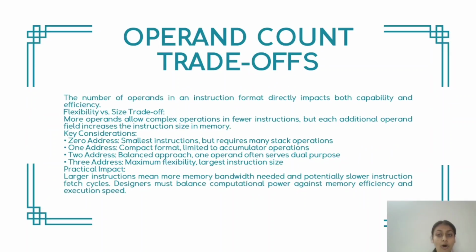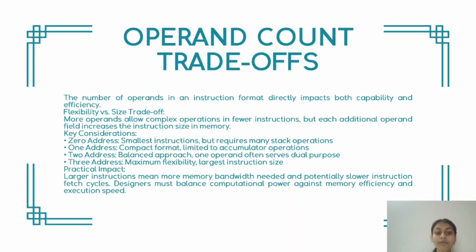Operand count trade-offs. The number of operands in an instruction format directly impacts both capability and efficiency. Flexibility versus size trade-off: more operands allow complex operations in fewer instructions, but each additional operand increases the instruction size in memory. Key considerations: zero address gives the smallest instruction but requires many stack operations.